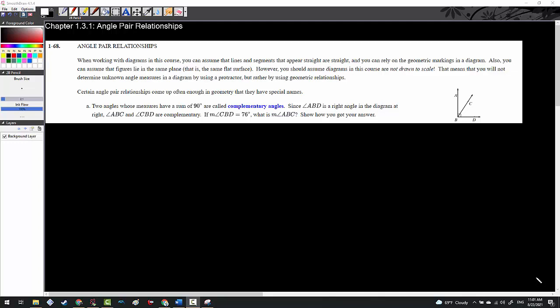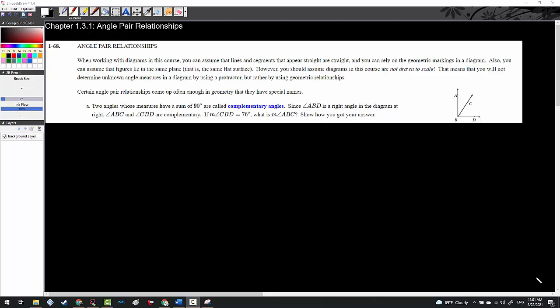In today's episode, we will be discussing Chapter 1.3.1, which is angle pair relationships. Basically, the crux of today's lesson is we're going to determine how to find certain measures of certain angles based on vocabulary that we will be learning in this lesson.